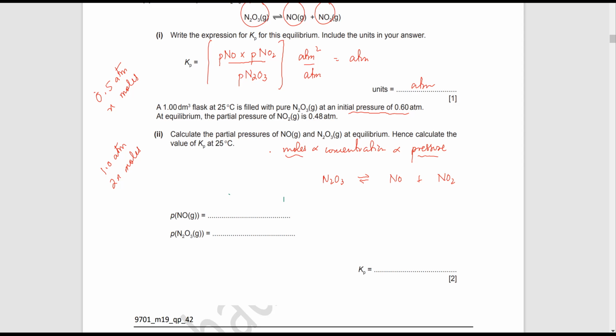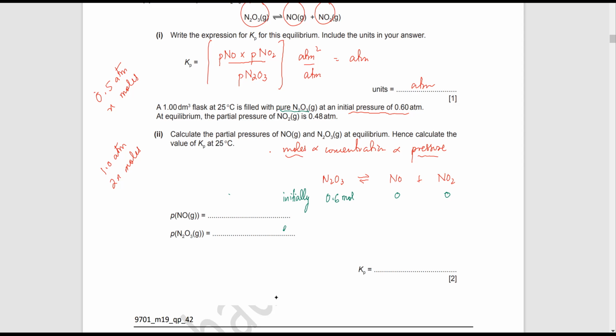So initially, my container has pure N2O3, and that's exerting a pressure of 0.6 atmospheres. So let's think of it as 0.6 moles initially present. No amount of NO or NO2 is present. There's pure N2O3 present, and that's exerting this pressure over here. And right at the end, I'm just going to convert that back into pressure.